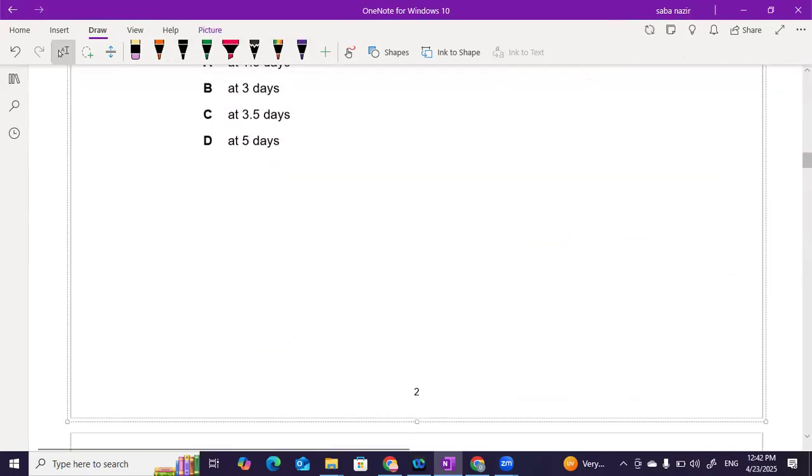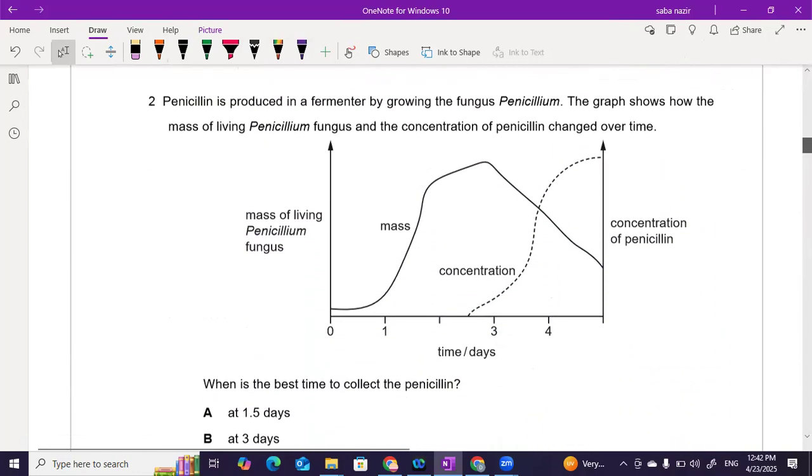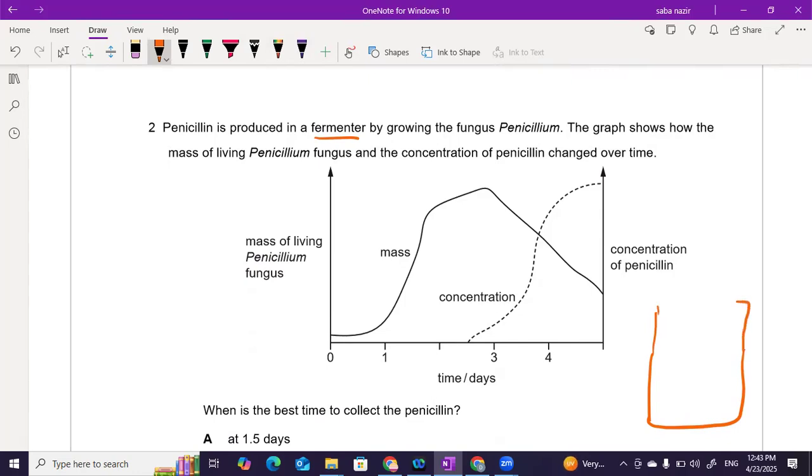In the second question, they are asking us a graph. It's actually a graph related question. We need to comprehend the situation. The penicillin is produced in a fermenter. So we need to understand what fermenters are. These are actually huge containers. Sometimes they are used to make food products like yogurt, cheese. Sometimes they are used to make different types of proteins like antibiotics. So here they are explaining that in a fermenter, the penicillin is produced.